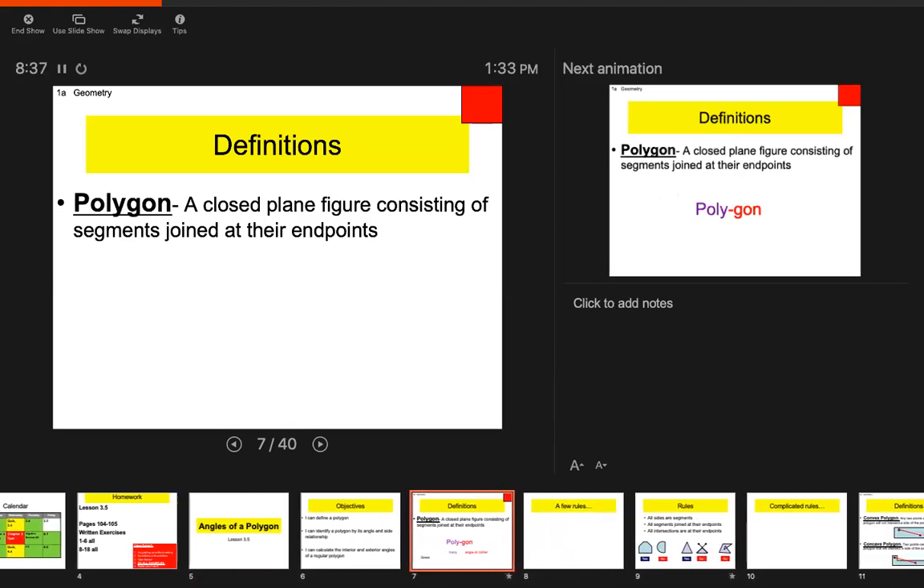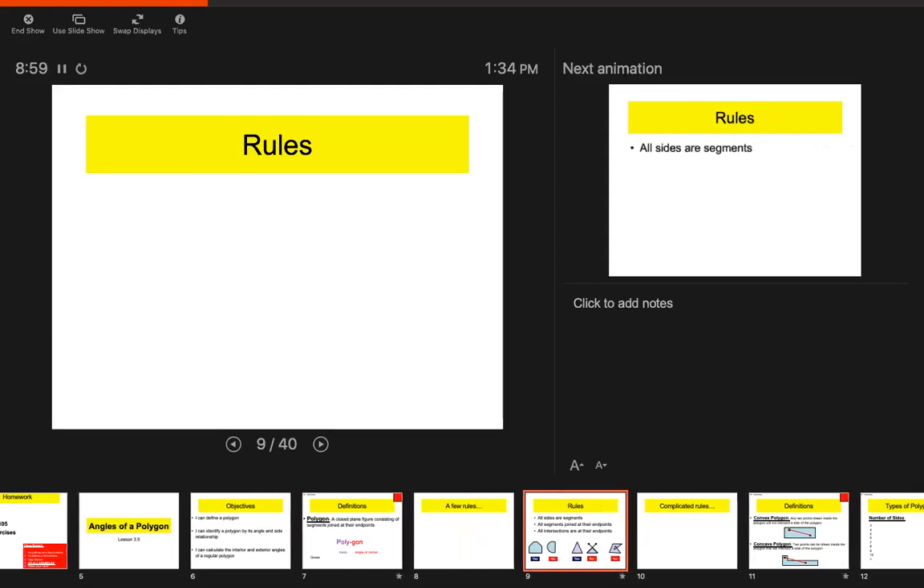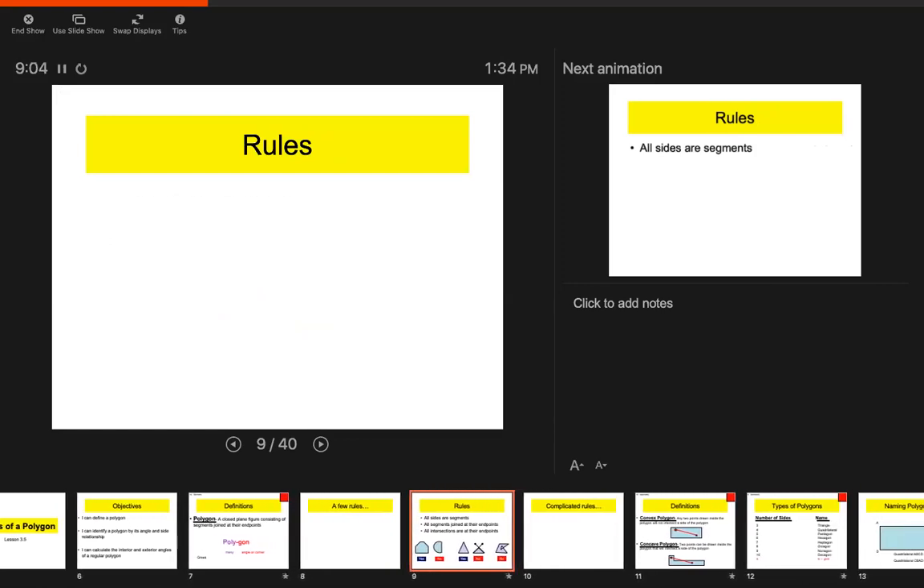We talked about a polygon being a closed plane figure. That means it's flat. It's on a plane. You can't get to the inside without crossing a line, and it's made up of segments that are joined at their endpoints. Poly means many, and this is Greek, not Latin, and gon means angles. So many angles are corners, right? A few rules that I haven't told you about. There's 3 of them. The rules are, well, I told you about that one: all the sides are segments. They have to be segments.